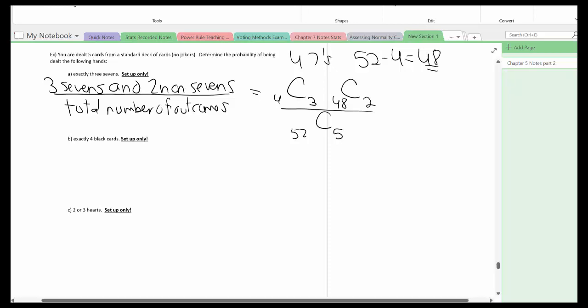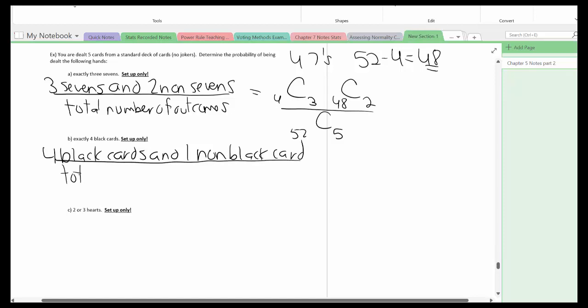Okay, let's take a look at the next example. Exactly 4 black cards. So what does that mean? 4 black cards and 1 non-black card. But you know as well as I do, that means exactly the same thing as a red card. But I'll try to keep the terminology similar.